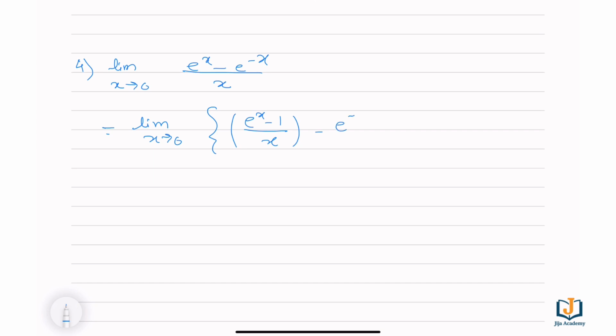Moving to the next problem. Next problem is limit x tends to 0, (e to the power x minus e to the power minus x) upon x. So here we will write like that, limit x tends to 0, (e to the power x minus 1) upon x, and minus (e to the power minus x minus 1) upon x.